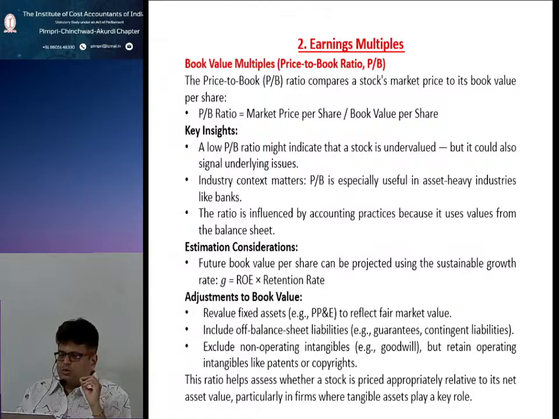Adjustments to book value. The adjustment to book value is to revalue fixed assets, example PP and E, to reflect fair market value. It includes off balance sheet liabilities, example guarantees, contingent liabilities, and excludes non-operating intangibles. So these are the adjustments to be made to the book value before being considered for the price to book ratio. Excludes non-operating intangibles, example goodwill, but retains operating intangibles like patents or copyrights.